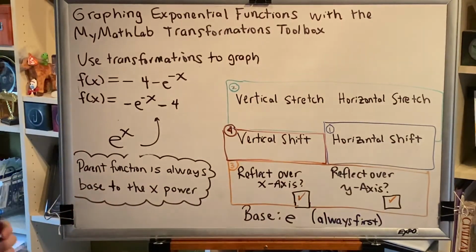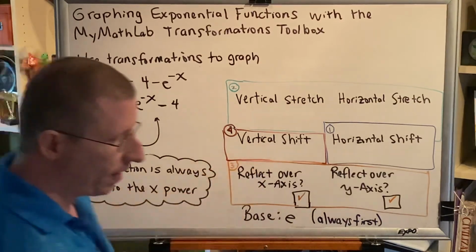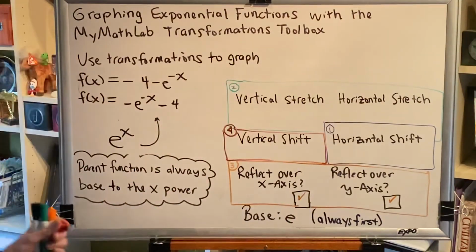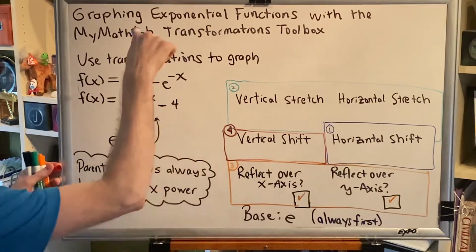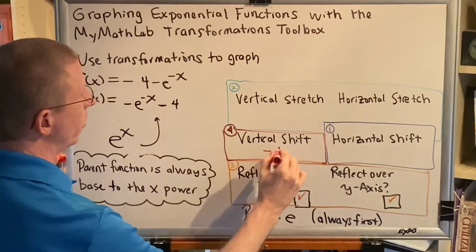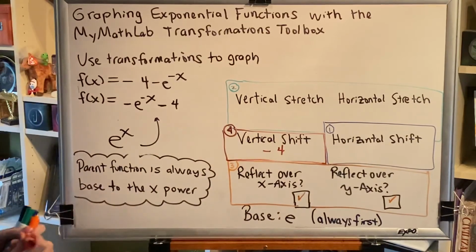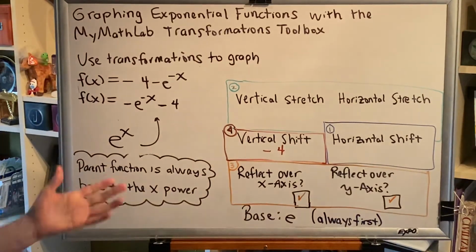And then the last thing we want to check for is vertical shifting. That would be adding or subtracting outside far from x, which would be this subtract 4 right here. This indicates we're going down, so we adjust our slider to the value of -4. All right, and with that, we have solved this problem.